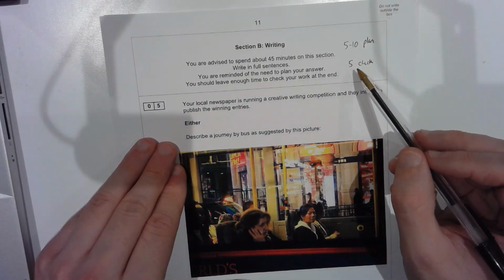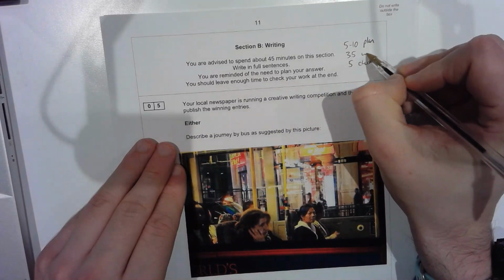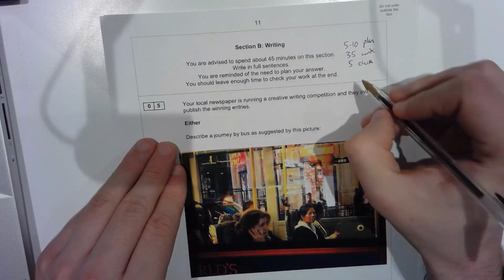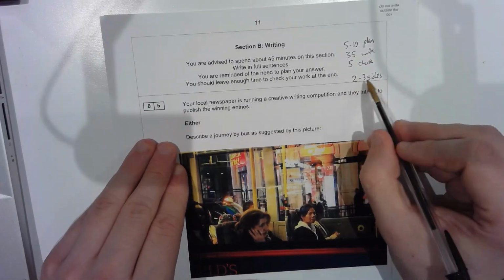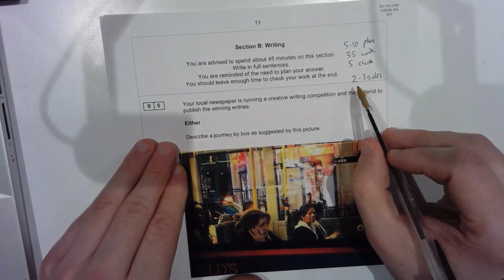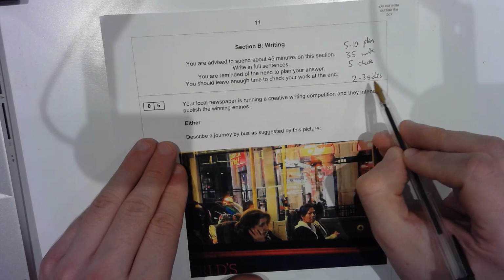And then obviously that gives you, let's say, 10 minutes there, 5 there, 5 there. That gives you 35 minutes to write. You're probably looking for 2 to 3 sides of quality. That depends on your handwriting. Obviously, if you've got enormous handwriting, you're probably going to write maybe a little bit more than 3 sides. But as a rough guide, 2 to 3 sides of quality.